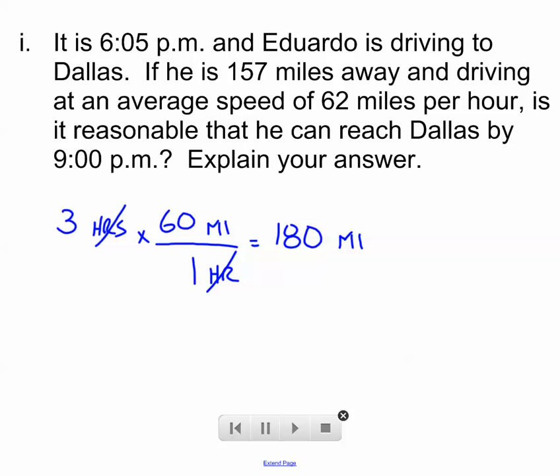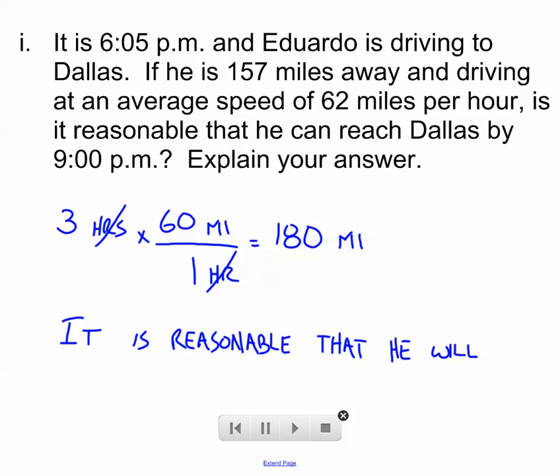Okay, so is it reasonable that he could reach Dallas by 9 p.m.? Well, if he can go 180 miles approximately, then he can certainly do 157 miles. So it is reasonable. He will reach Dallas by 9 p.m.